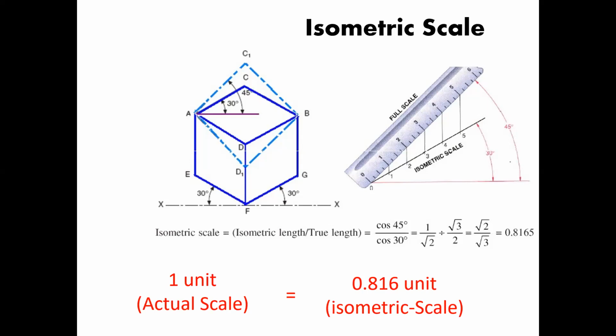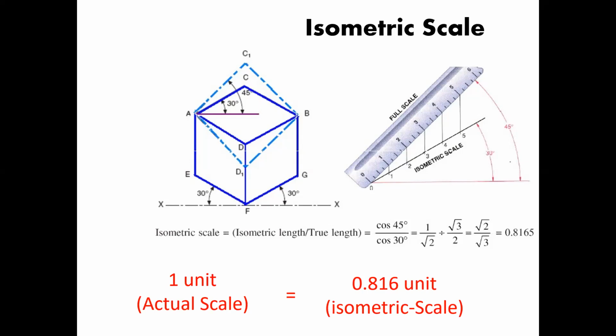So how is it? Just now I showed you one cube which is rotated at an equal angle to all three x, y, and z axes. So now the actual length is AC1. AC1 is the actual length, that is the true length, and AC is the isometric length.